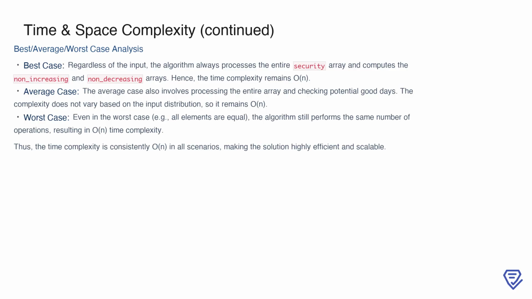In the best case, the algorithm must still process the entire security array to compute the non-increasing and non-decreasing arrays. Similarly, in the average case, the entire array is processed to identify potential good days, and the complexity remains O(n). In the worst case, such as when all elements in the array are equal, the algorithm still performs the same operations with no additional overhead. This uniformity in performance makes the solution highly efficient and scalable, as it processes the input in linear time in all scenarios.